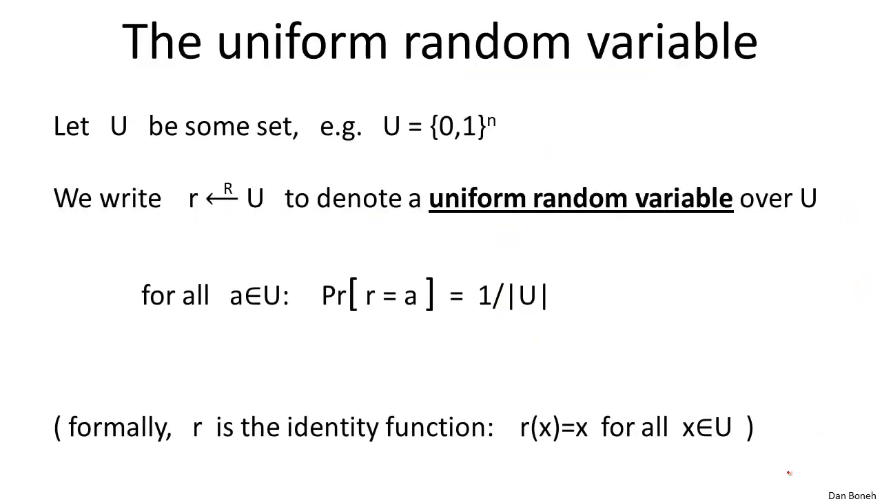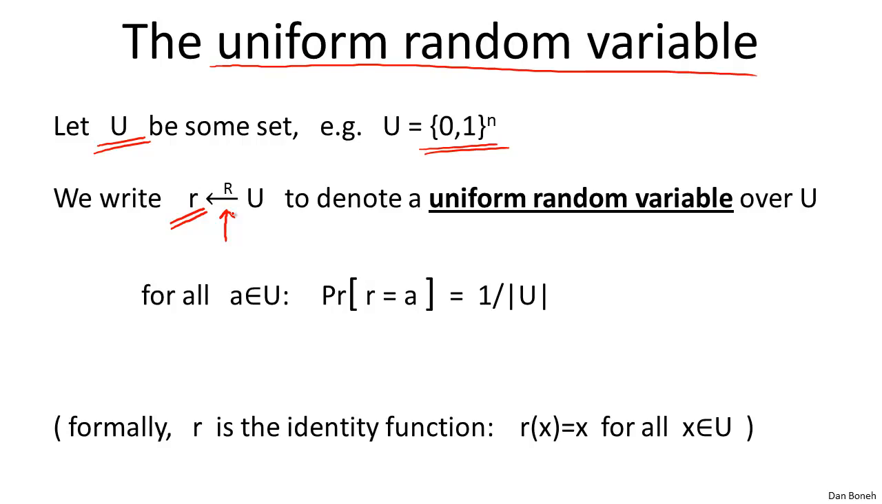Now, there's a particularly important random variable called a uniform random variable, and it's basically defined as you would expect. Let's say that U is some finite set, for example, the set of all n-bit binary strings, and we're going to denote a random variable R that samples uniformly from the set U by this little funny arrow with a little R on top of it. This again denotes that the random variable R is literally a uniform random variable sampled over the set U.